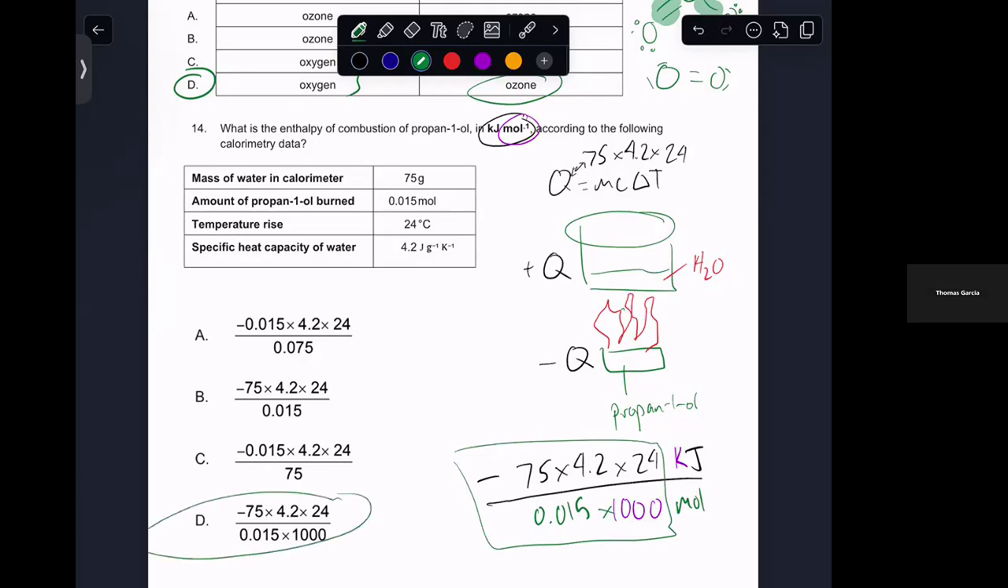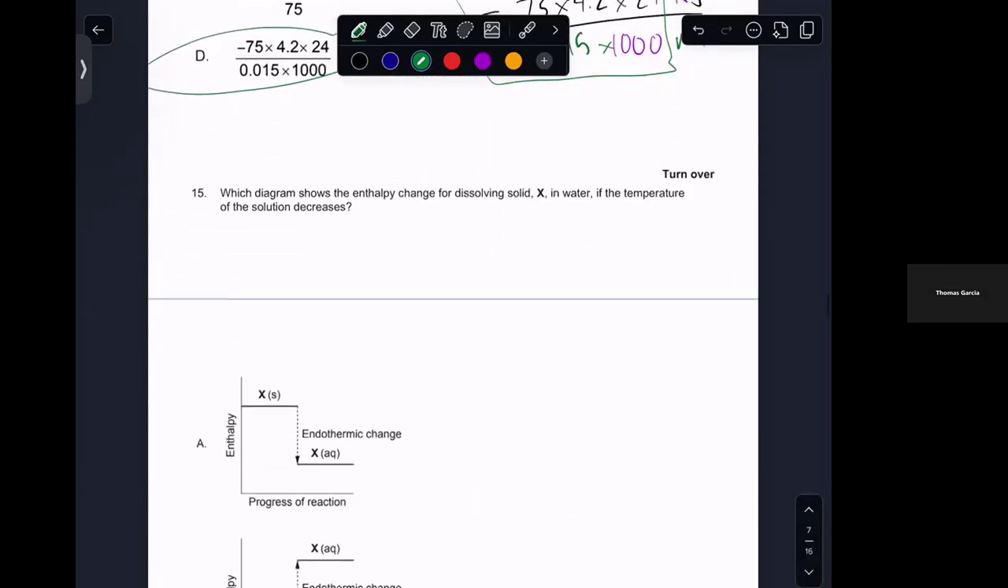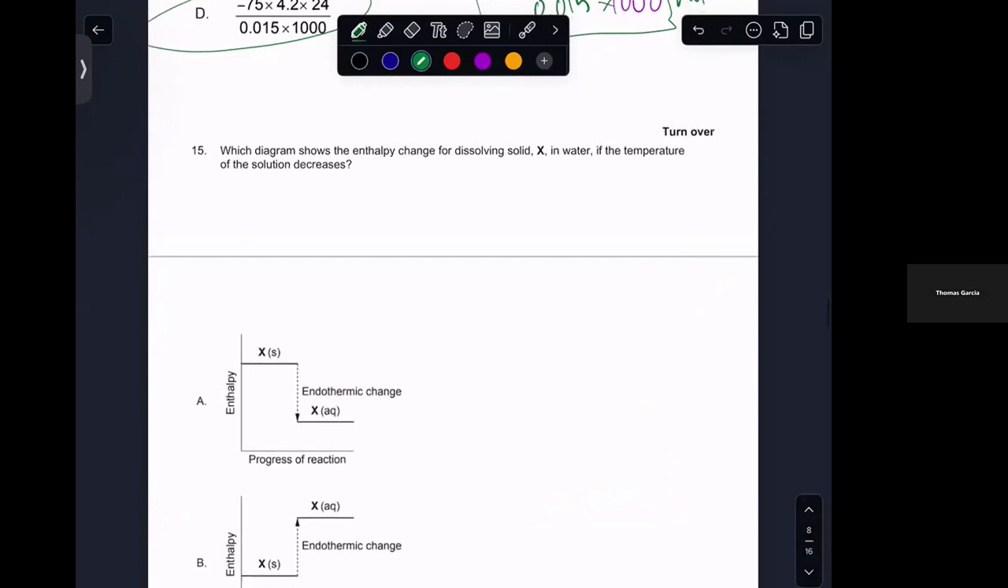Negative 75 times 4.2 times 24 divided by 0.015 times 1,000. All right, 15, again, we got one that got split.